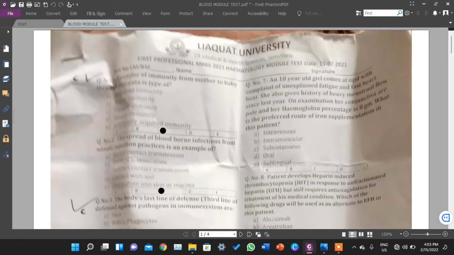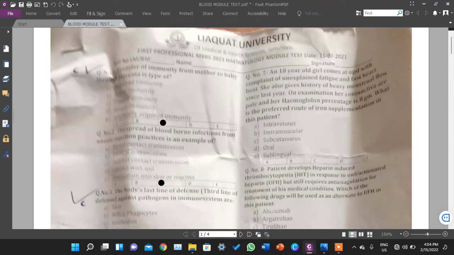Moving toward question number 7, an 18-year-old girl comes to the OPD with a complaint of unexplained fatigue and fast heartbeat. She also gives a history of heavy menstrual flow during the last year. On examination, her conjunctiva are pale and her hemoglobin is 8 gram. What is the preferred route of iron supplementation in this patient? A, intravenous; B, intramuscular; C, subcutaneous; D, oral; or E, sublingual.